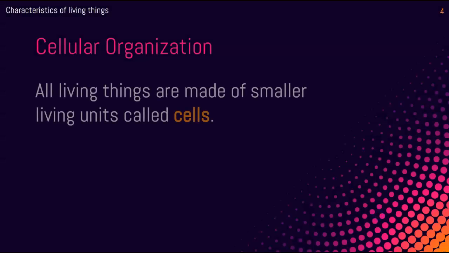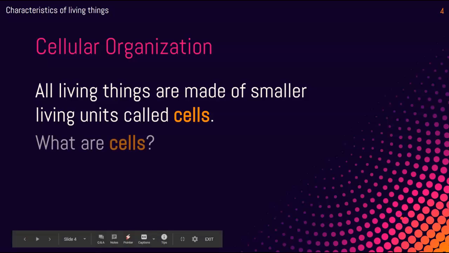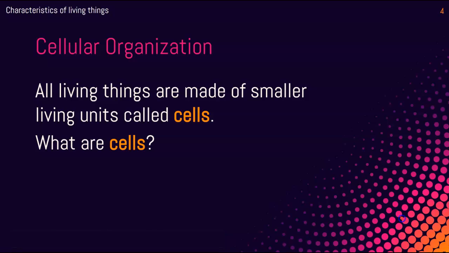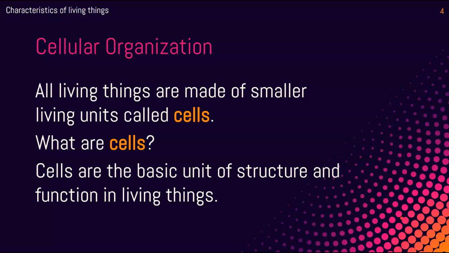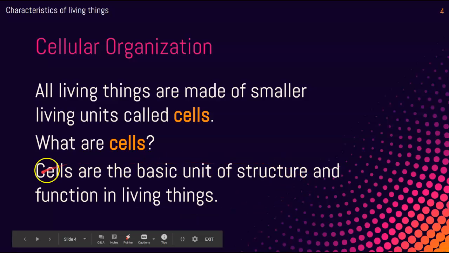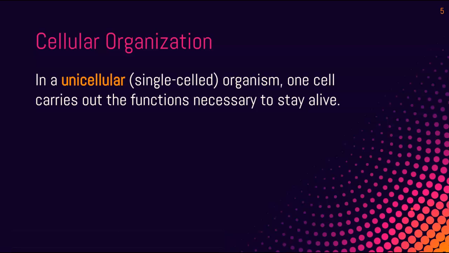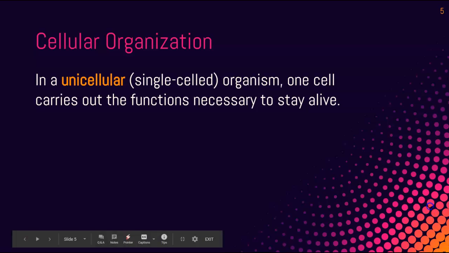Cellular organization. All living things are made of smaller living units called cells. What are cells? Cells are the basic unit of structure and function in living things. So this is basically the definition of what a cell is. In a unicellular or single-celled organism, one cell carries out the functions necessary to stay alive. So we're talking about just a one-celled organism. Obviously, we are not one-celled.